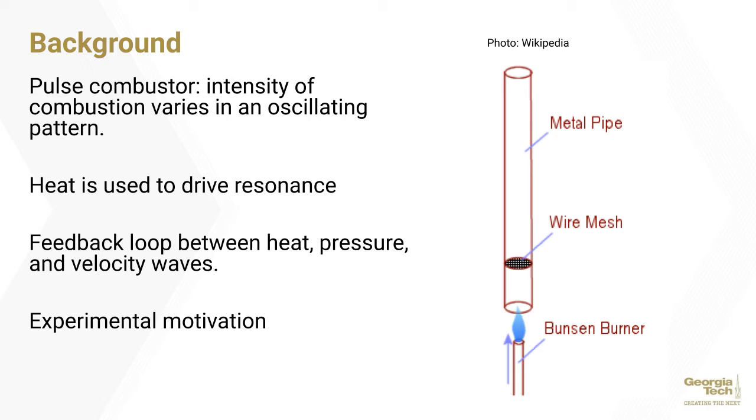A Rijke tube is an example of a pulse combustor where the intensity of combustion varies in an oscillating pattern. This type of combustor has many different applications, such as in pulse jets. Mixing is more efficient in pulse combustion compared to standard combustion, but the oscillations may not always be desirable.